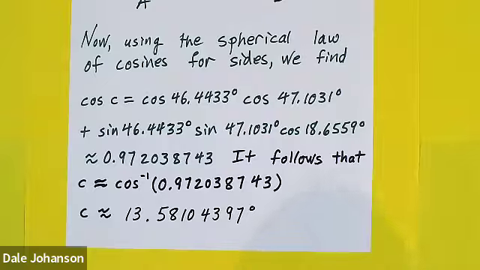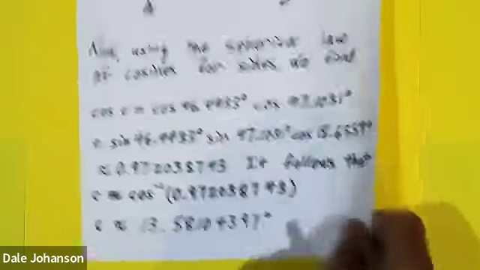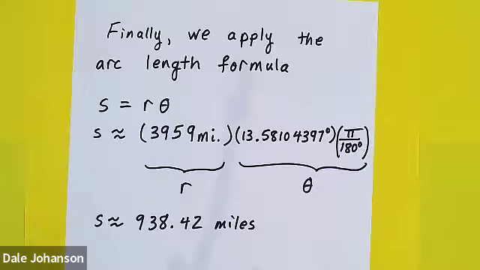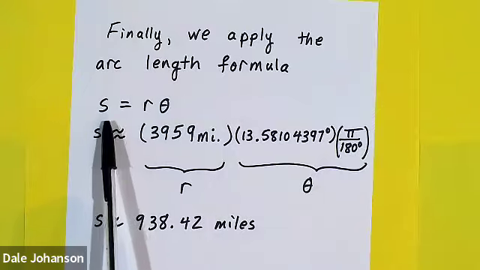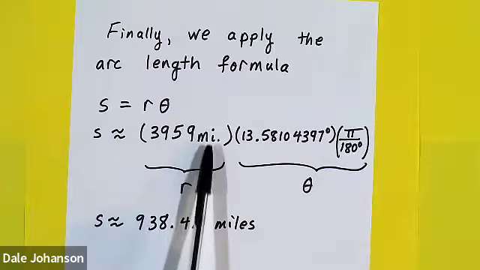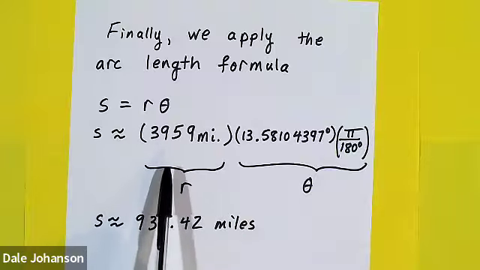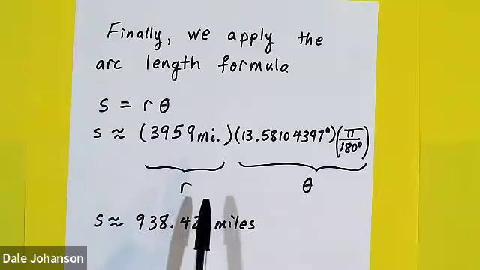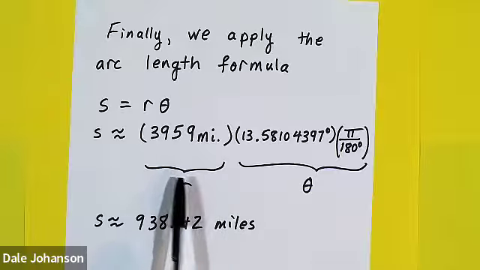And then, as always, the final step in our process here is to apply the arc length formula. And we can see with the arc length formula, we have the length of our arc, which is r, which is the approximate radius of the Earth, or average radius, I should say, of the Earth. Remember, it has a bigger radius at the equator, a little smaller when we go from the center to the poles.